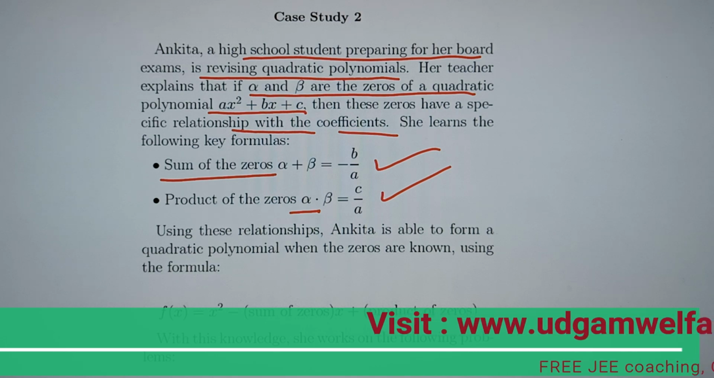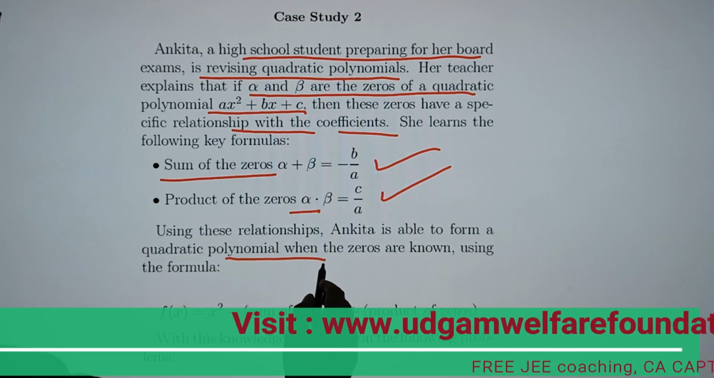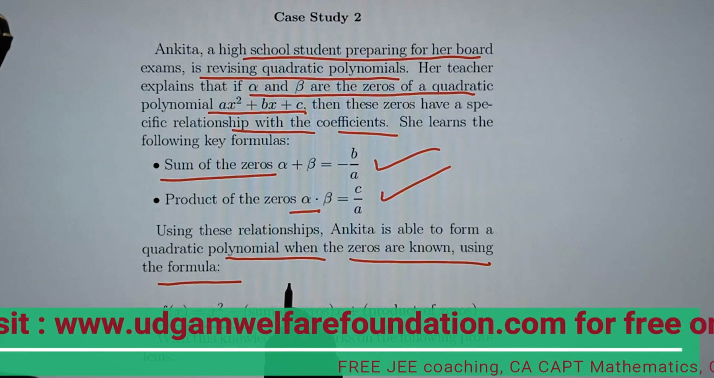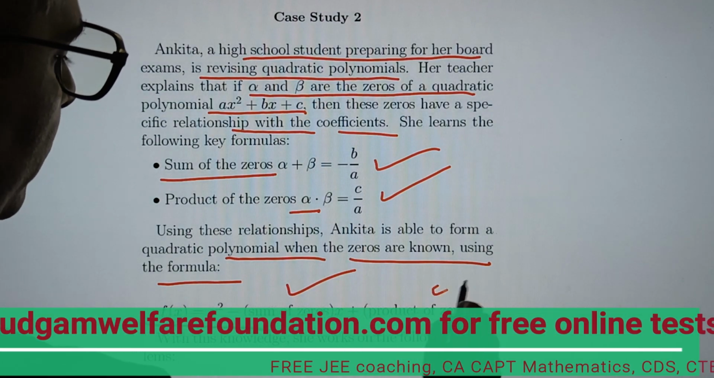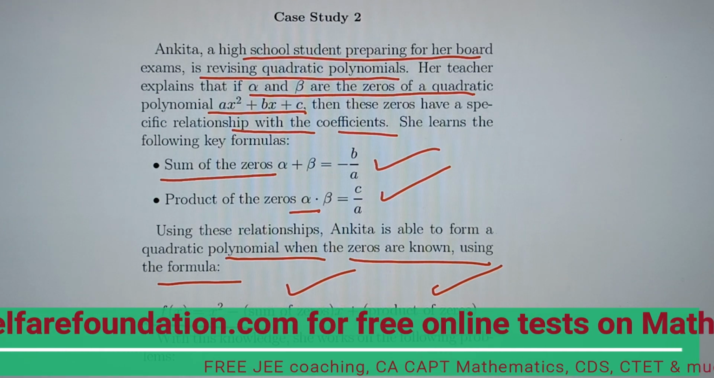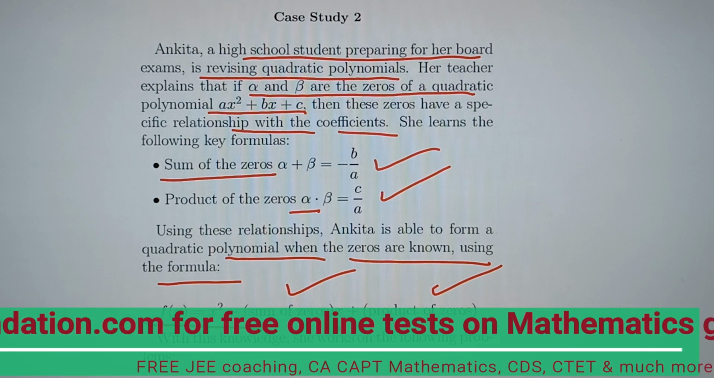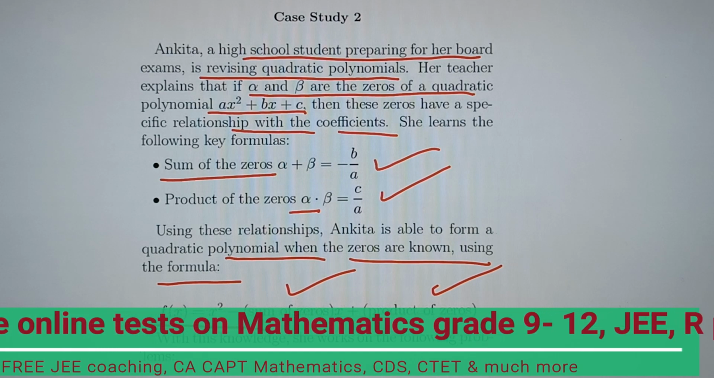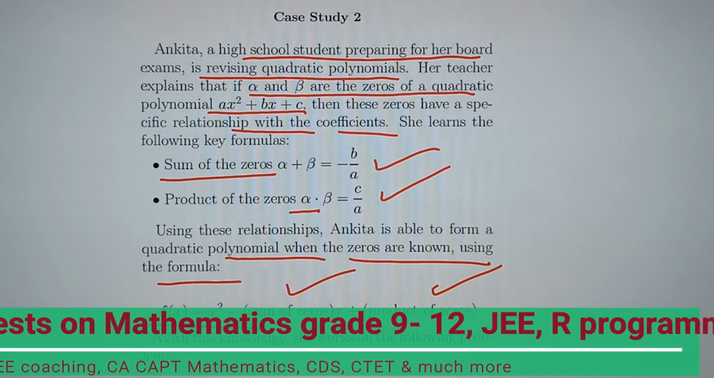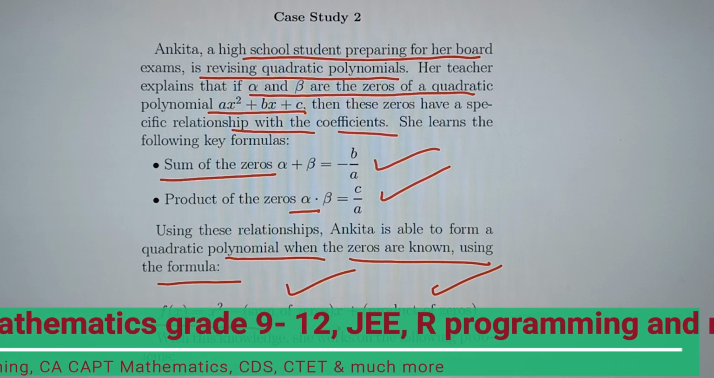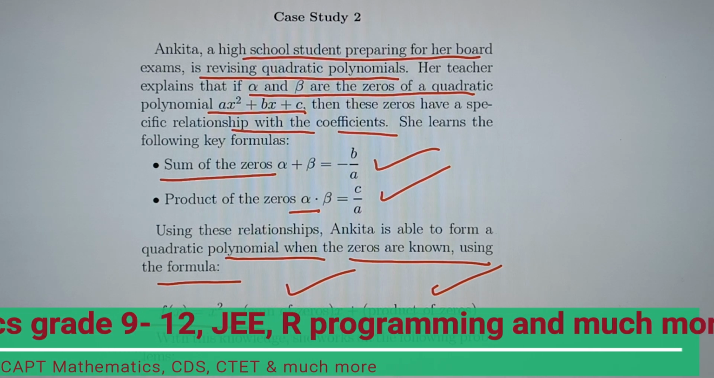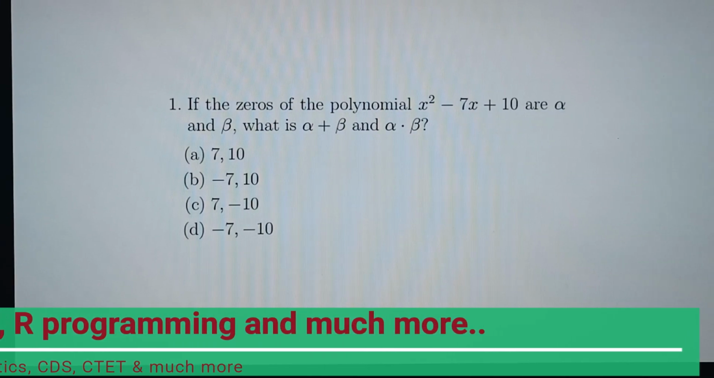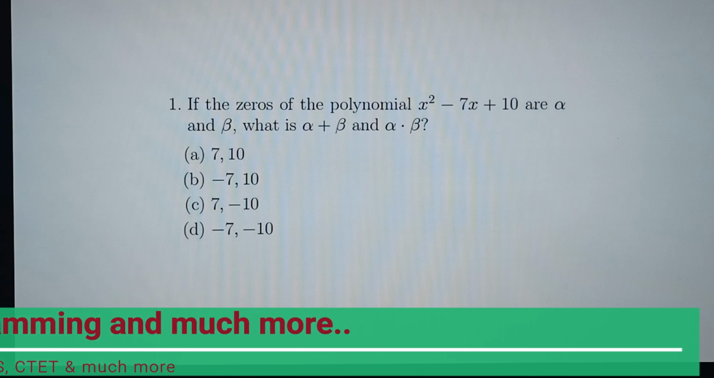Using these relationships, Ankita is able to form a quadratic polynomial when the zeros are known, using the formula f(x) equal to x square minus sum of the zeros into x plus product of the zeros. Using this knowledge, she works on the following problems. Now, on the basis of this case study, we are going to discuss our next 5 MCQs, as per the standard of the board exam. Now, let's move towards our first problem related to this particular case study. So students, this is our question number 1 on this case study.